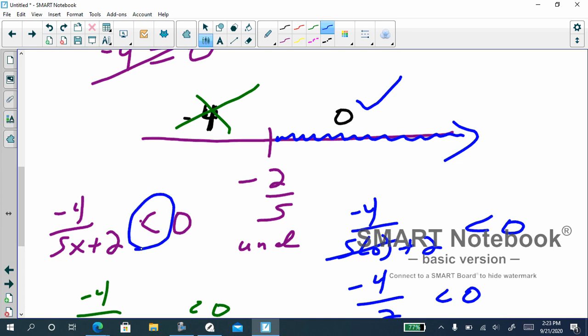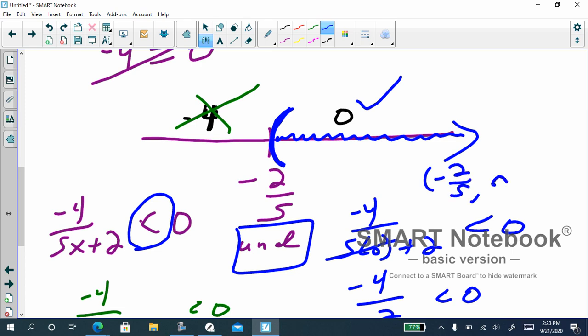Now, our problem says we don't include where we're equal. Well, we weren't equal anywhere. Where we're undefined, we never include a number that makes us undefined as part of our solution. So we have to put a parenthesis here to show we don't include negative 2/5. So our interval goes from negative 2/5 to positive infinity.